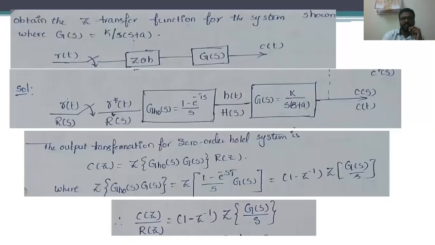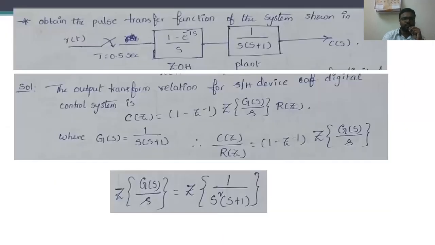In the previous class we have seen one problem, that is G of s is equal to K divided by s into s plus K. Now we are going for the next problem. Here he has given a system which consists of a zero order hold circuit along with a G of s, that is 1 divided by s into s plus 1. In the previous one he gave the G of s value as K divided by s into s plus K.